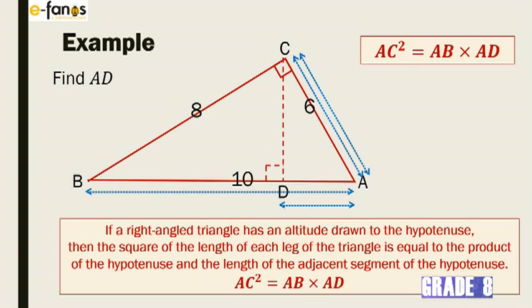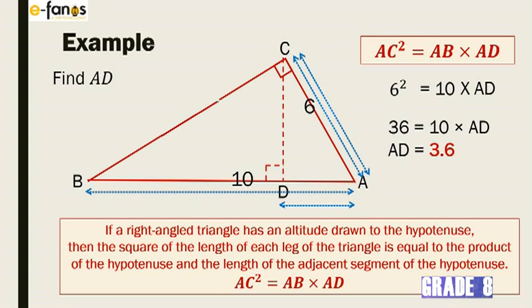For example, find the length AD in this triangle. We start with the formula AC squared equals AB times AD. We put in the numbers. 6 squared equals 10 times AD. So 36 equals 10 times AD. So AD equals 3.6.